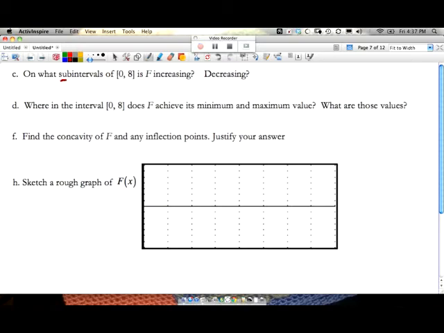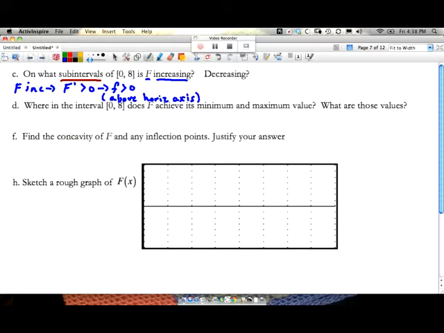Let's interpret. On what subintervals is f increasing? All right, so let's think about this. When we say capital F is increasing, that means that capital F prime is greater than 0, which also means that little f is greater than 0. So all we're looking for is above the y-axis, or above the horizontal axis.